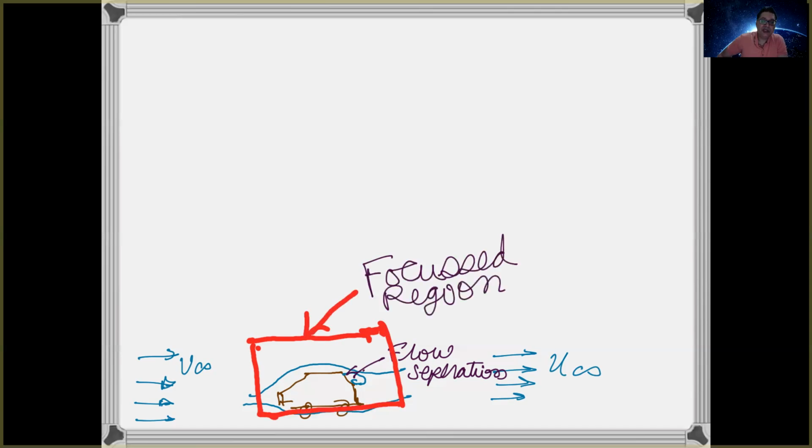Now, in this flow situation, note that most of the action, when we say action as far as flow is concerned, I mean the velocity gradients and the pressure gradients are larger near to the solid surface. So we focus our attention on this region where we have larger velocity and pressure gradients.